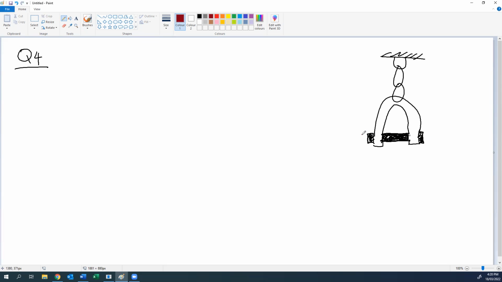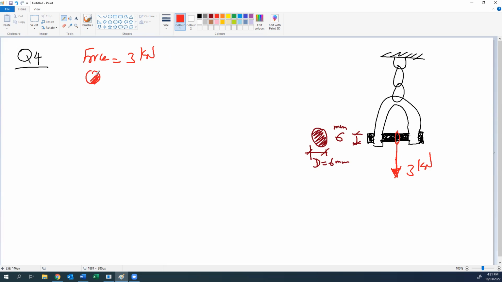The diameter of this pin is 6 millimeter. This means the cross section is circular and the diameter of this circle is 6 millimeter. And we have a cable or a rope hanging like that, and the force in this rope is 3 kilonewton. The diameter of the pin is given as 6 millimeter. These are the knowns, or the givens.